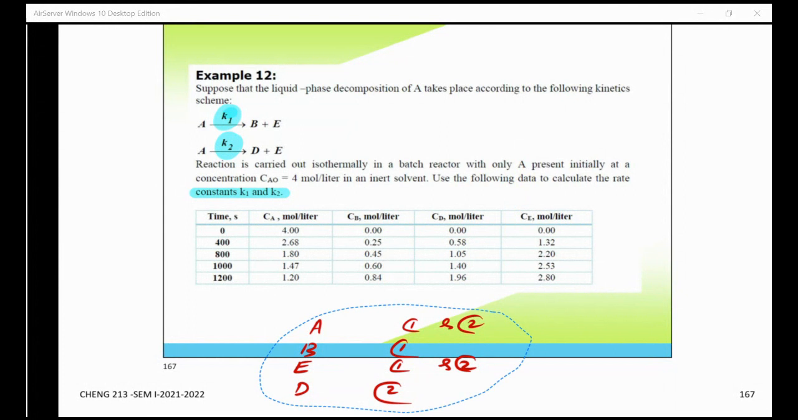Okay, so now we have to write the equations, and usually I start by writing the rate equation for A, and then we decide where to go.